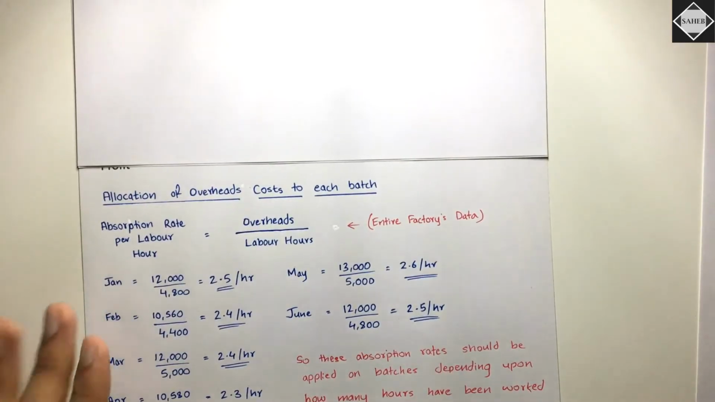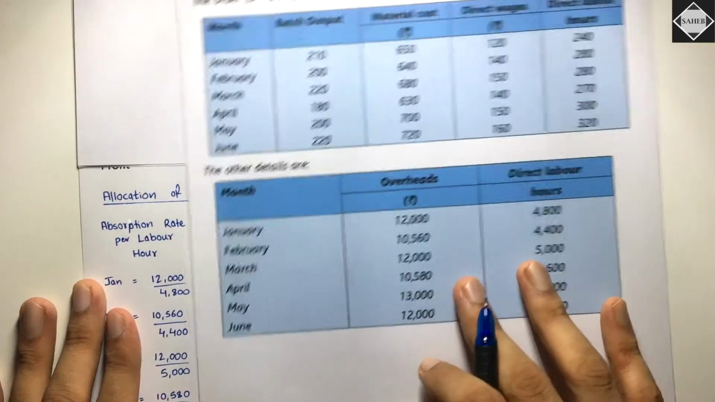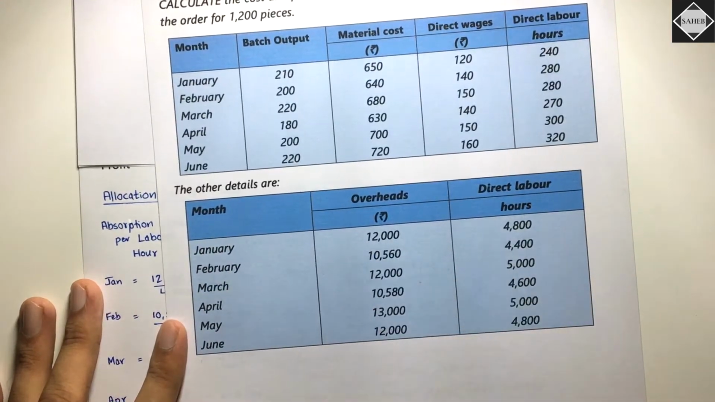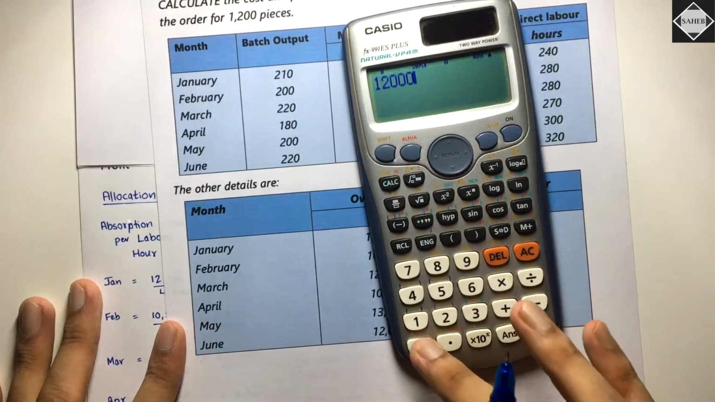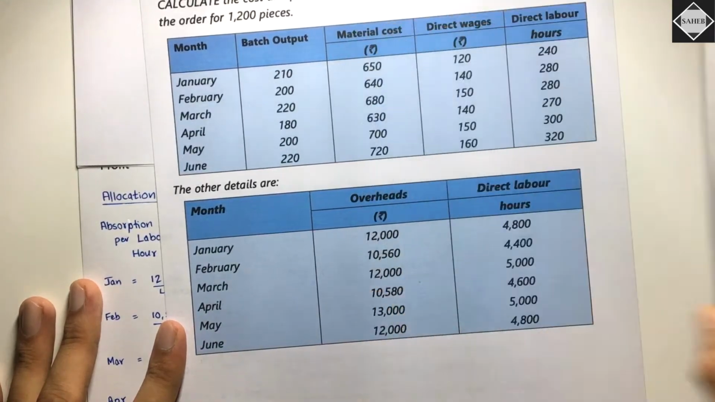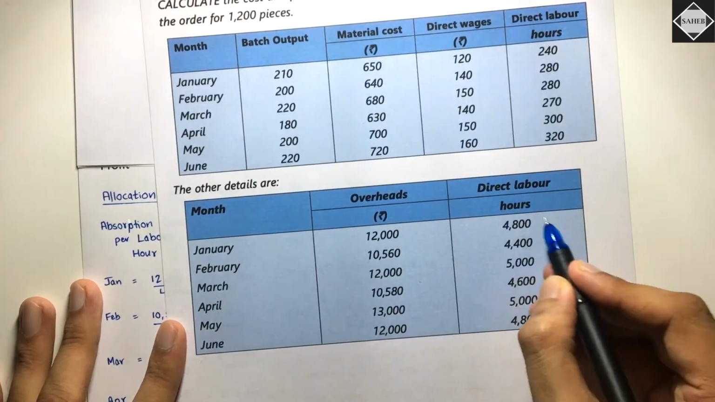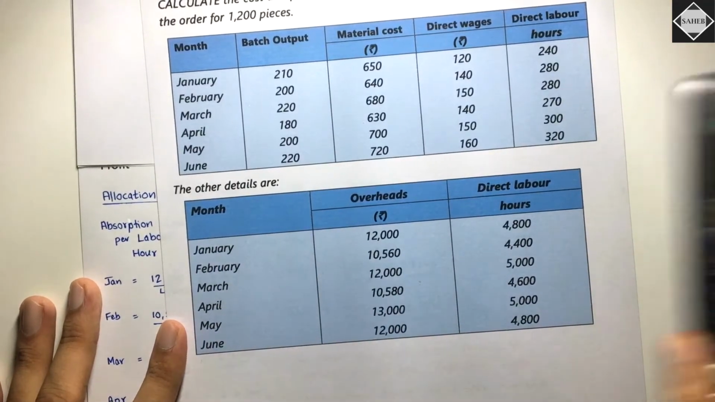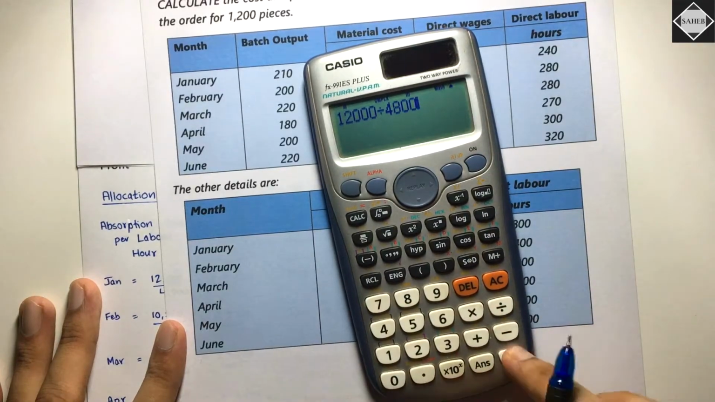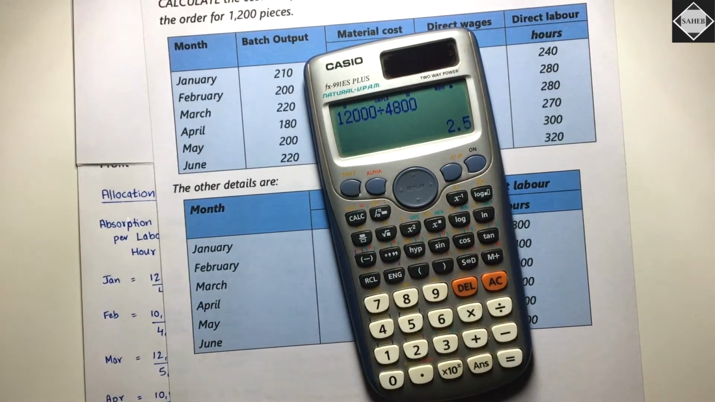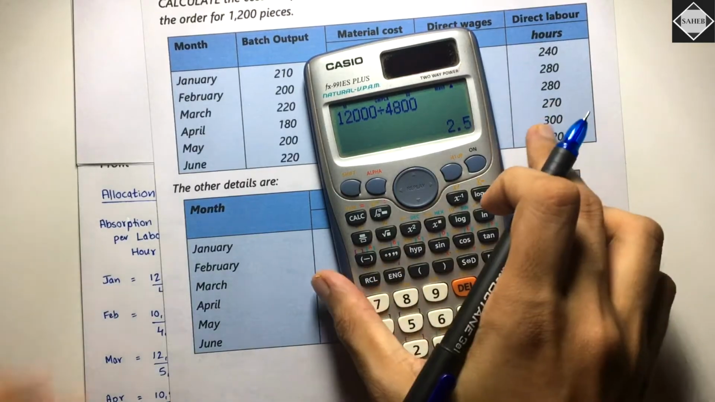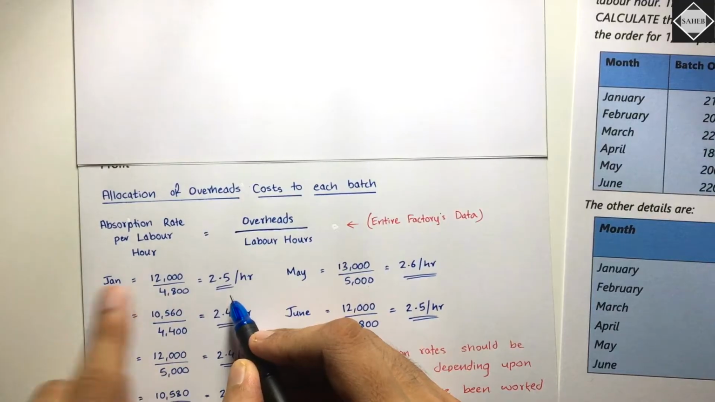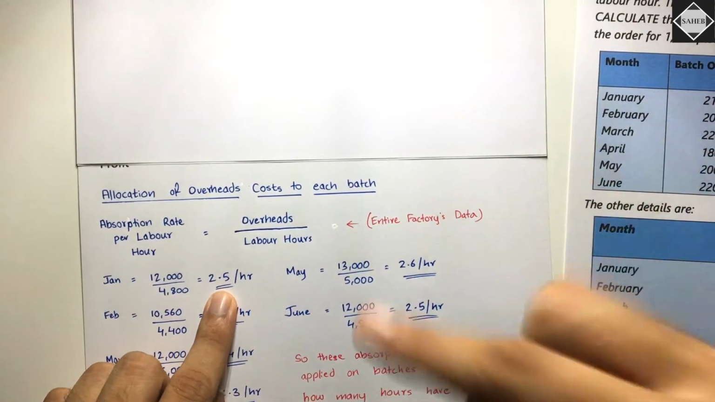For example, let's talk about the January month. See here, in the month of January, the total overheads of the factory were how much? 12,000. And then you divide this by the total direct labor hours of this particular period only. 12,000 divided by 4,800, that's equal to 2.5 rupees, right? That's the absorption rate per labor hour in the month of January. And this is of the entire factory.